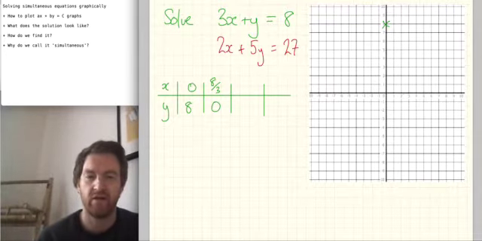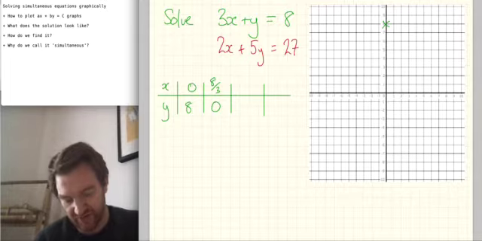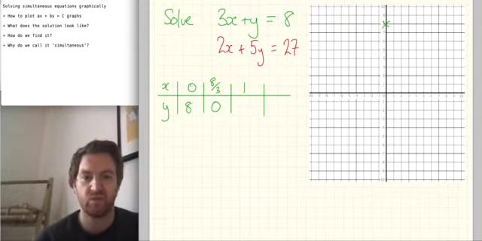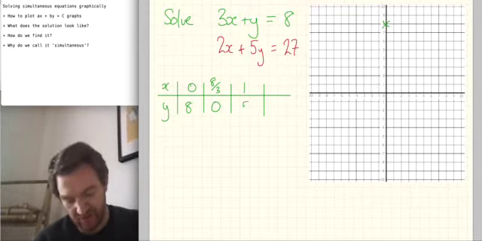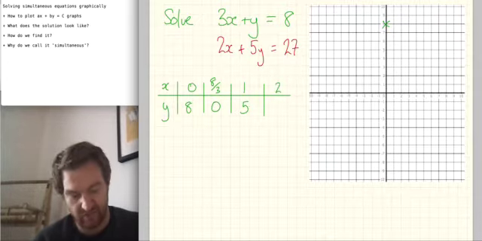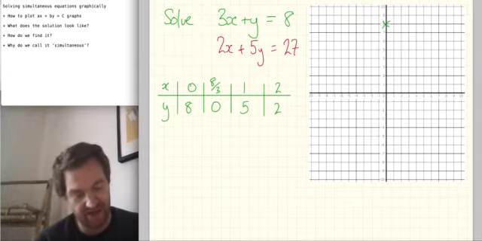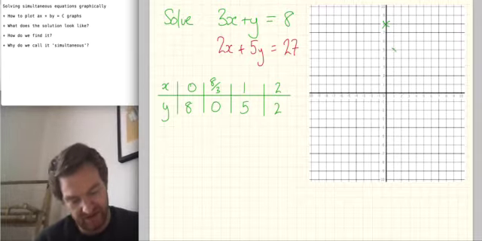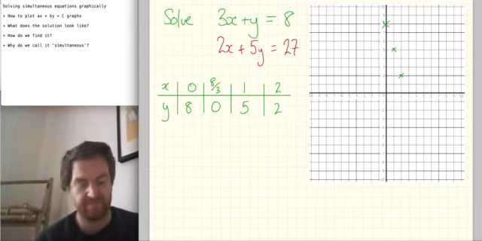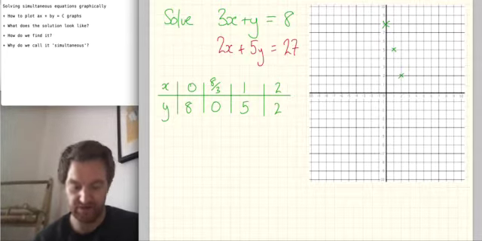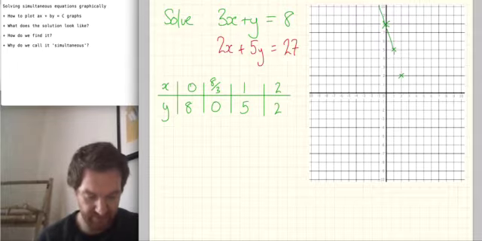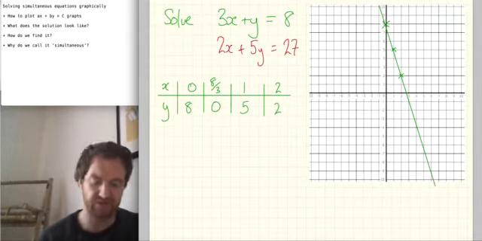So again, I think, okay, well, let's try if x is 1. That would give me 3 times 1 is 3. I need 5 more. Or I could have used, let's say, x is 2, and y would be 2. So I've got a couple of options there by some substitution. So I could do 1, 5. I could do 2, 2. And then I would join these together in a straight line. See if I can hit them all in the first go. Oh, that's not too bad.